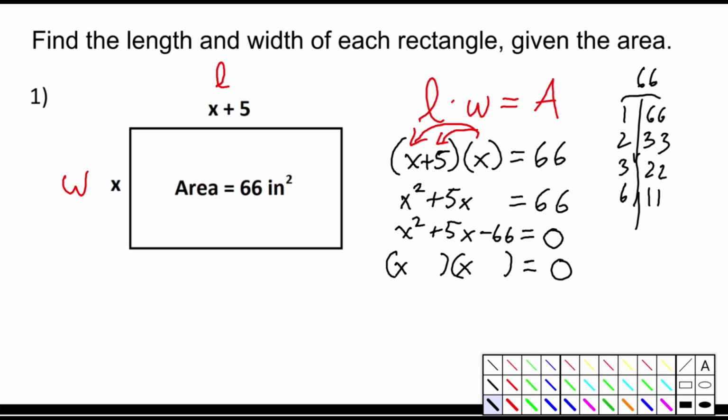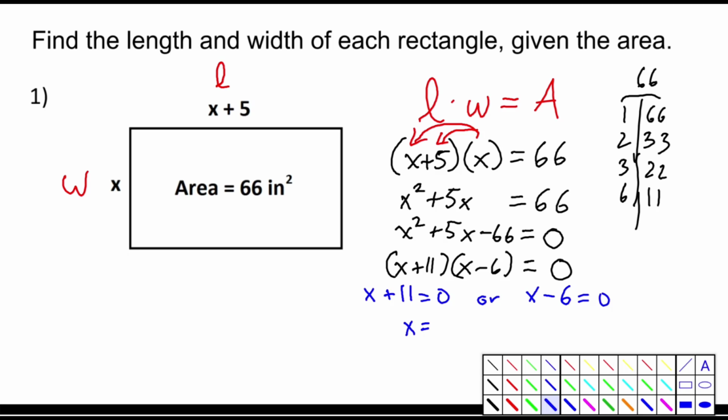I'm going to solve this one. If we want to make 11, how about we do a positive 11 and a negative 6? Does that work? Yeah, that works. Okay, beautiful. All right, so let's solve this problem, and we're done with this one. Now I can use my zero product property. So I'm going to set both those equal to 0. So x plus 11 equals 0, and the other one is x minus 6 equals 0. So solve those, and we're basically done.